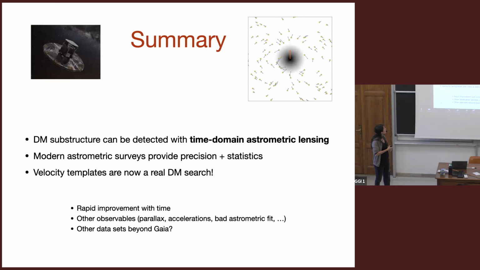So yeah, I can conclude here. I hope I convinced you that astrometric weak lensing is an exciting place to probe dark matter subhalos and also other types of lenses. And I'm happy to take any questions or explain any of this better.